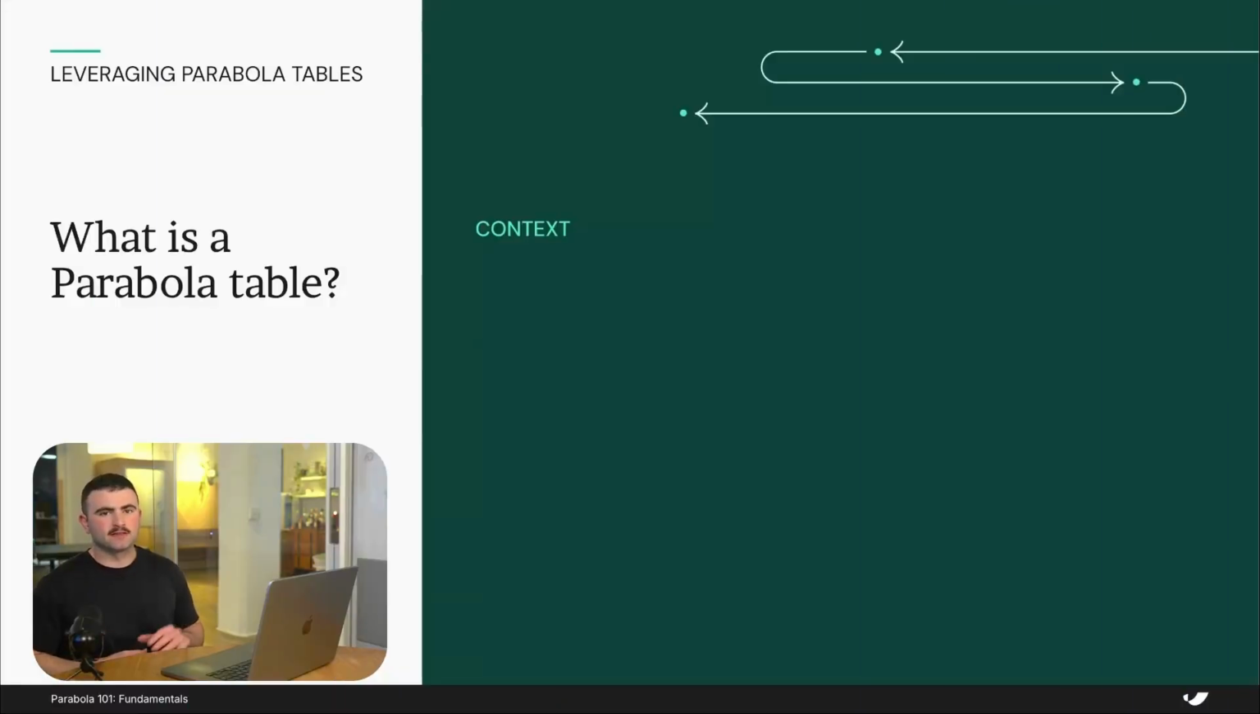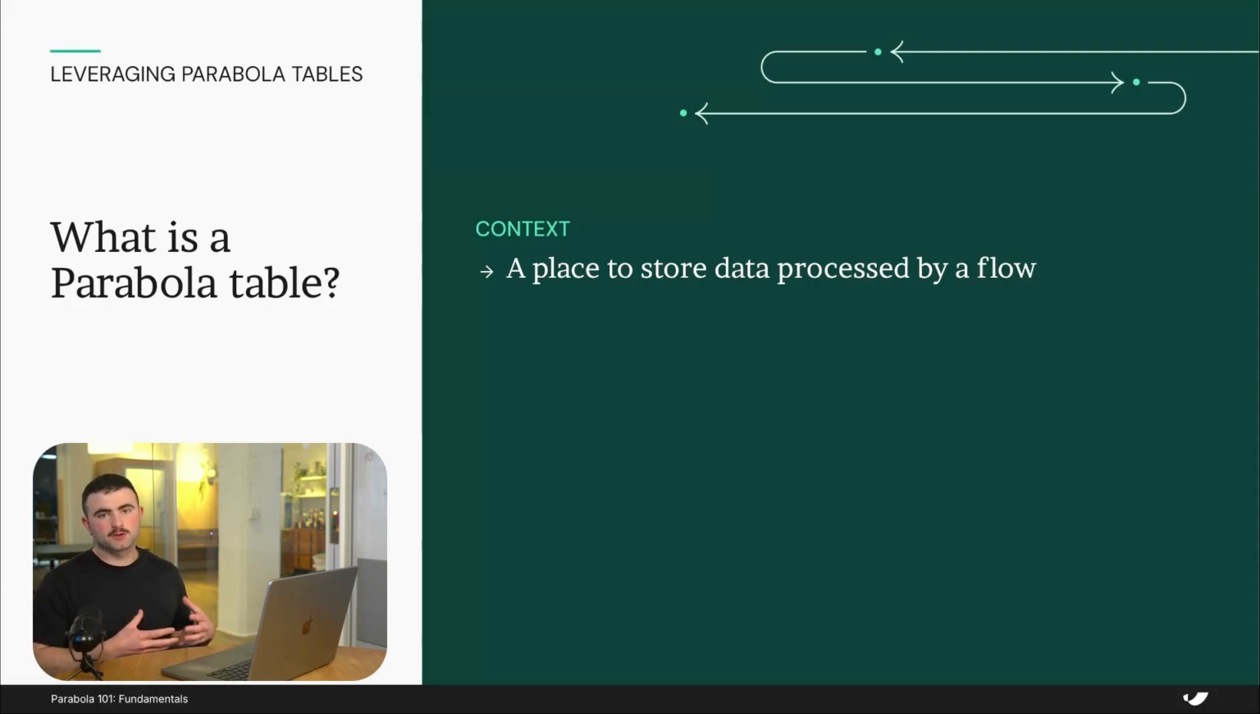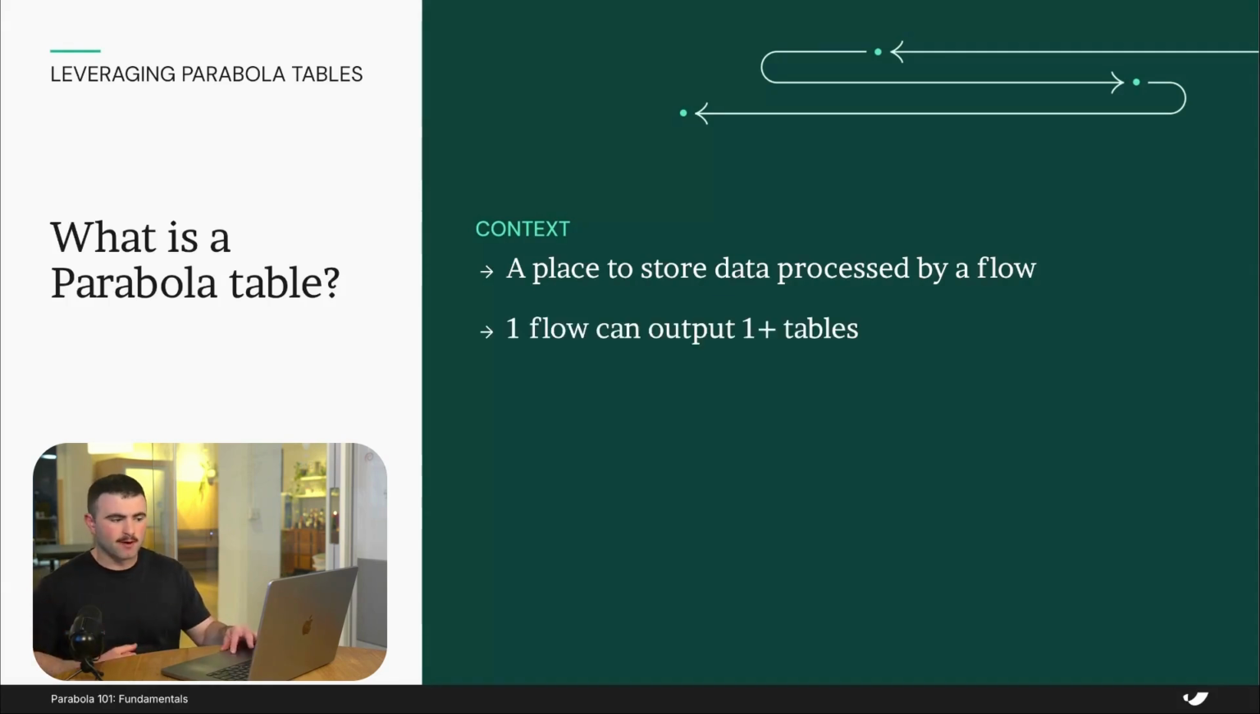At the most basic level, a Parabola table is a place for you to store the data that's being processed by a Parabola flow. Now, within a specific flow, you can output more than one table, which is often the case. You combine data from a few different sources, and then maybe you have tables at different levels of granularity. One might be at a line item level, another might be a rolled up view of that same data.